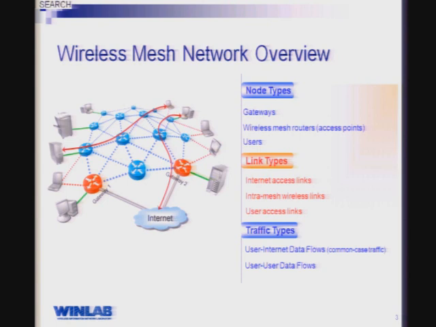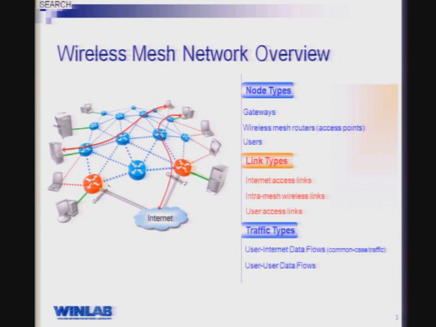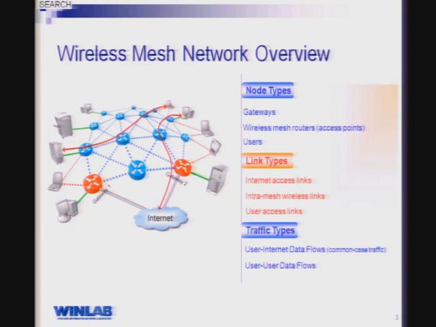Yeah. So we assume in our simulation there are two radio interfaces on each mesh router. One is for the user access link, and one is for the intra-mesh link connection. And also on the access side, there is no inter-cell interference. And there is only one channel in the wireless mesh backbone.